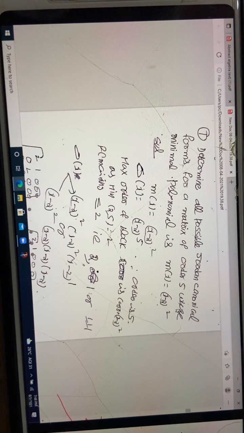Determine all possible Jordan canonical forms of order 5 whose minimal polynomial is this. Please pay attention.